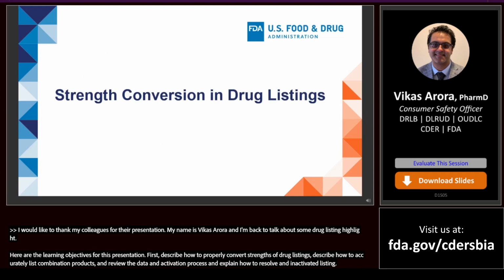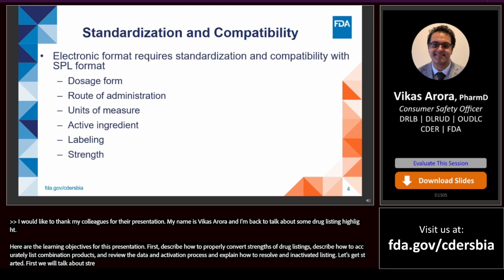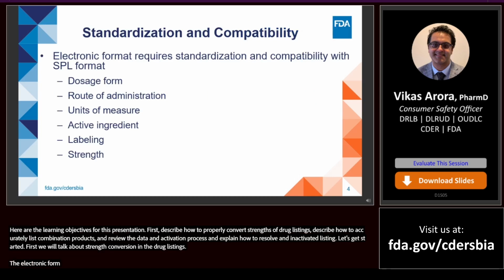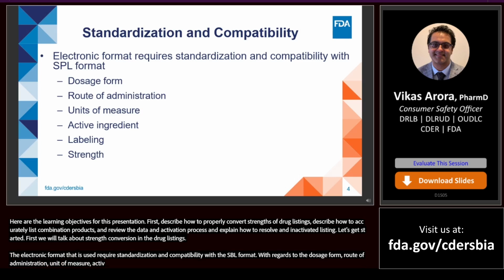So let's get started. First, we're going to talk about strength conversion in the drug listings. The electronic format that is used requires standardization and compatibility with the SPL format. And this is with regards to the dosage form, the route of administration, the unit of measure, the active ingredient, the labeling, and the strength, which is what we're going to talk about.